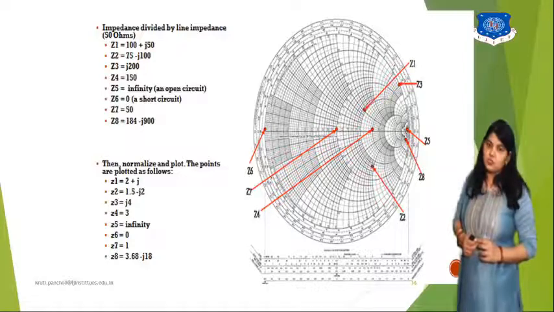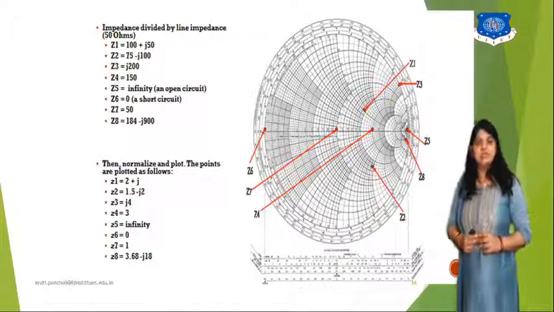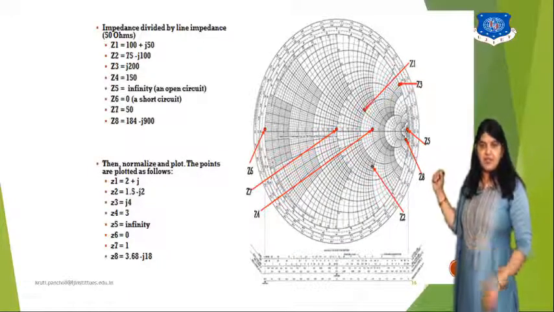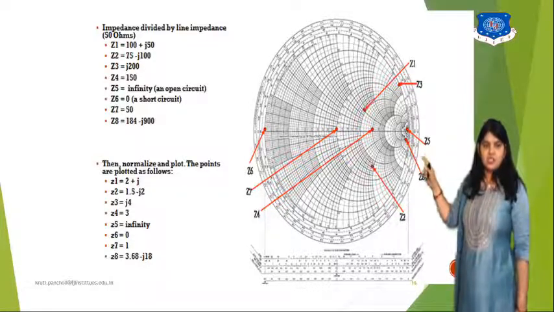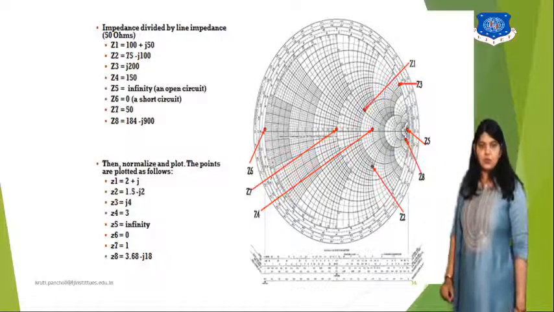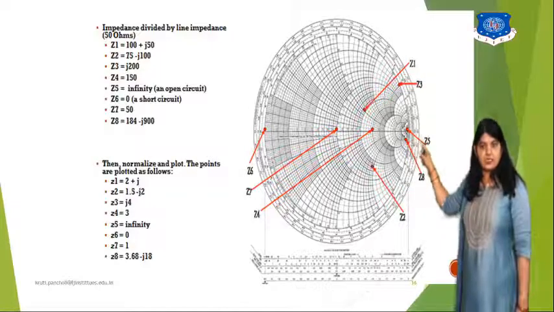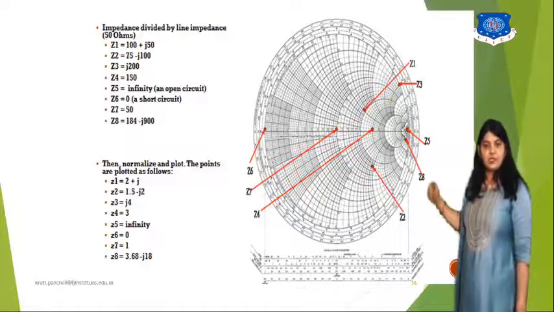So Z1 is equal to 2 plus J, Z2 is equal to, Z3 is equal to, likewise we can have the values. Now plotting those values onto the graph, the Smith chart. So Z1 is equal to 2 plus J. You need to find the constant R value, which is 2 on the horizontal line. R is equal to 2 plus J with the 1 value, that is for the constant reactance. So you need to look for the constant reactance circle value 1, and wherever they intersect, it is the 2 plus J. Similarly you can plot the Z2 value.